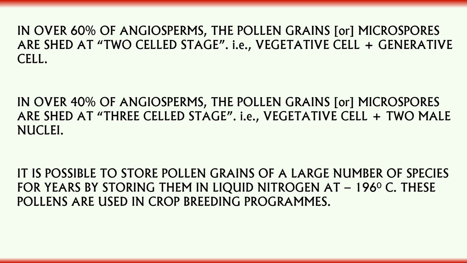It is possible to store pollen grains of a large number of species for years by storing them in liquid nitrogen at minus 196 degrees centigrade. This method is called cryopreservation, and these stored pollen grains are used in crop breeding programs.